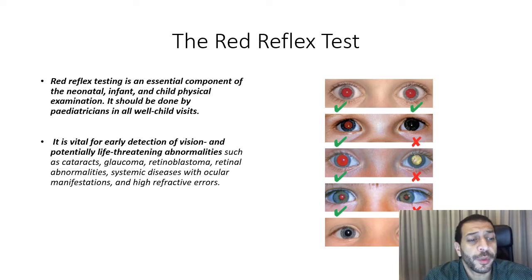It should be done by all pediatricians in all well-child visits, because this is a very good screening test. It detects a lot of pathology in the eye, and you can detect it early and treat it early. And as I mentioned in the previous slide, if you detect pathology in the eye of the child early, you can treat it early, and you can get very good prognosis with treatment of amblyopia. So you need to do the screening test early in age to detect the problem and treat it early.